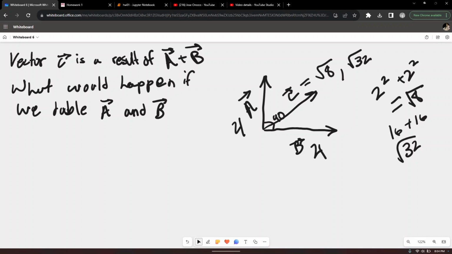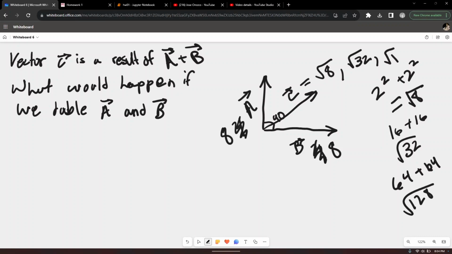And let's go ahead and do it just one last time so we can actually secure a pattern here. Let's just say this becomes now 8, because we're doubling it, and this becomes 8. Well, let's go ahead and look at it. It'd be 64 plus 64, which would be radical 128. So this is the sequence of patterns we have.